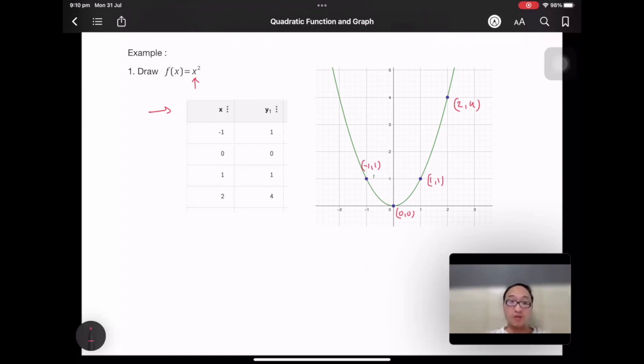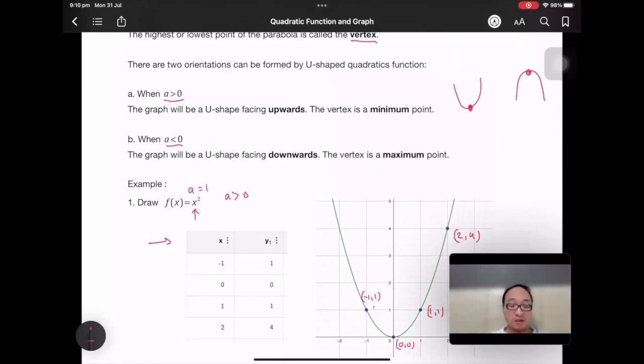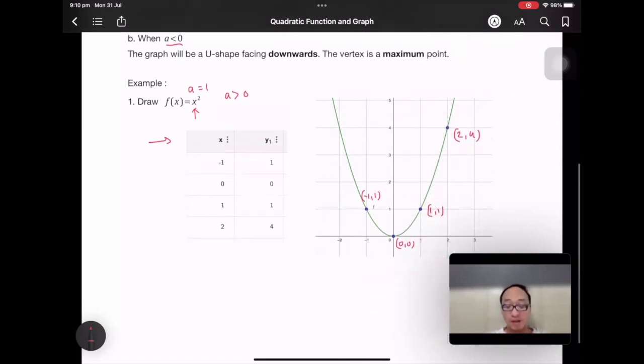So we just replace all the values of x into the expression to produce the values of y. Then we plot the graph, and you will see that here, a equals 1, so a is greater than 0. Based on the theory, it will be facing upwards and has a minimum point. The minimum point here is at 0, 0.